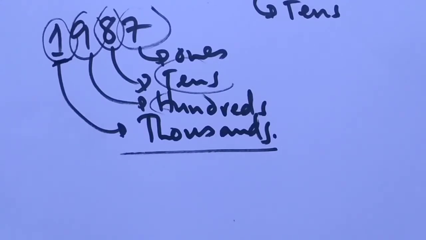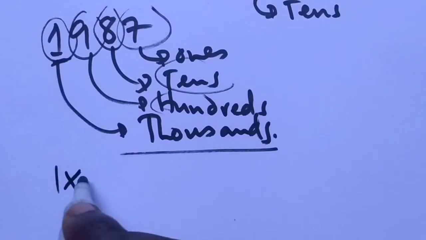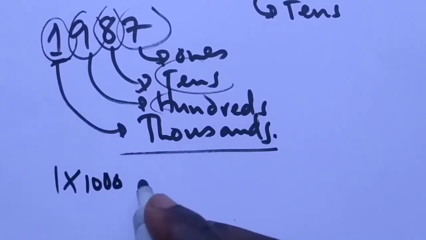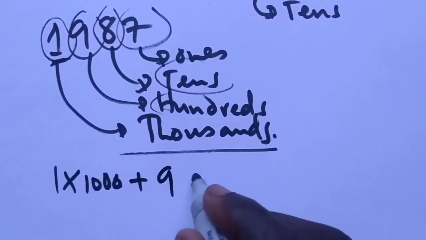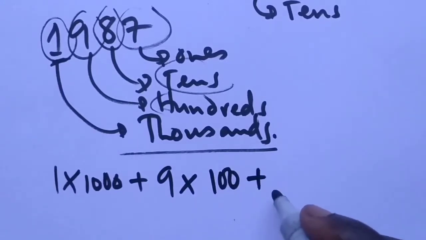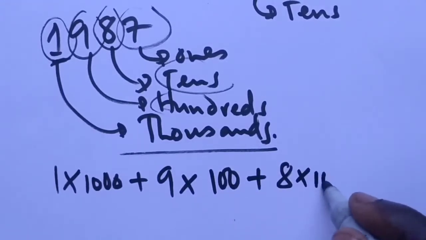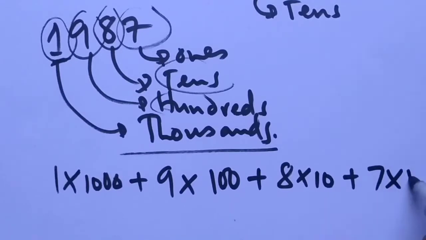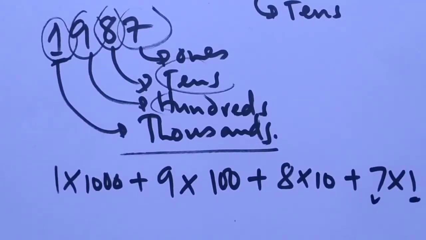What does it mean? Manake kwenye mamoja tunazo zile moja ziko 7. Ndio maana tumesema the total value of this number is the same as 1 times 1000 plus 9 times 100 plus 8 times 10 then plus 7 times 1. Unaona? Hizi moja ziko ngapi? Ziko 7. 10 ziko 8. 100 ziko 9 na 1000 iko 1.